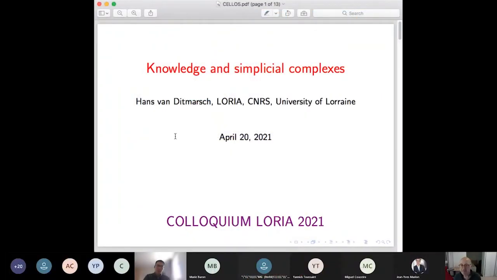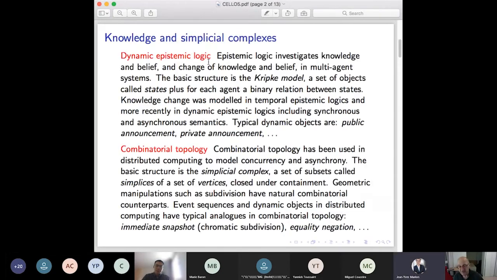Dynamic epistemic logic we know as some theory of change of knowledge interpreted on Kripke models, where Kripke models are abstract objects, you might say relational structures with a set of things and some relations between these things that describe indistinguishability and some facts that are true and false in these points, and then you can do change of these structures, and that's dynamic epistemic logic. We will see an example.